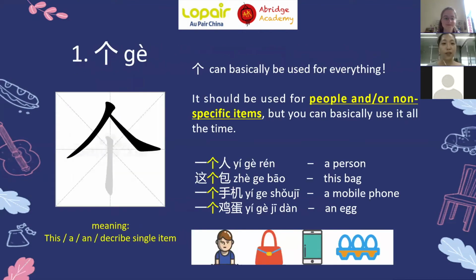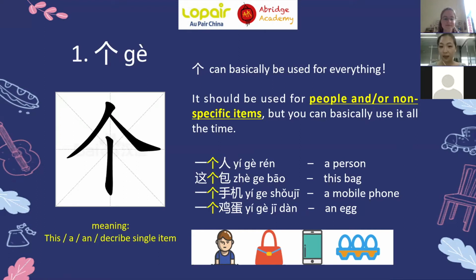Right, so the first one is 个. The similar translation in English is this, an, or a, describing a single item. And 个 can basically be used for everything. It should be used for people and non-specific items, but can basically be used every time you could describe an item. So here I have some examples.